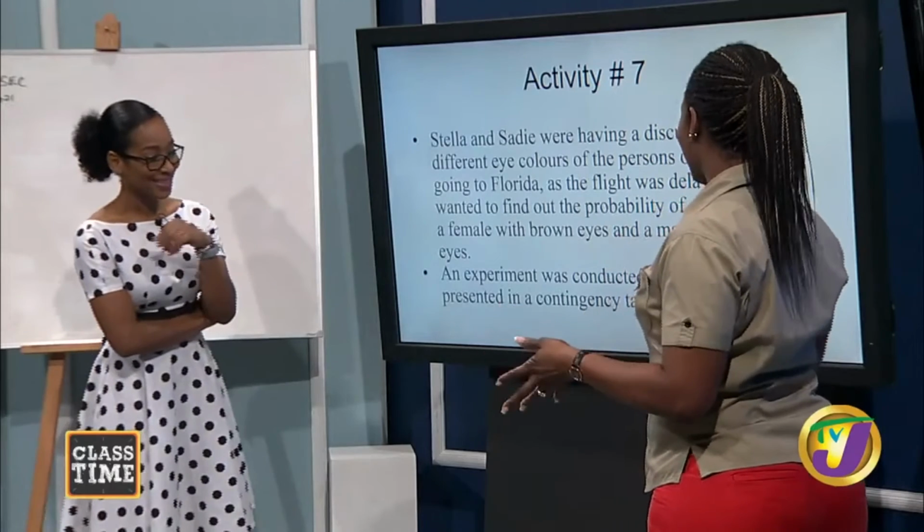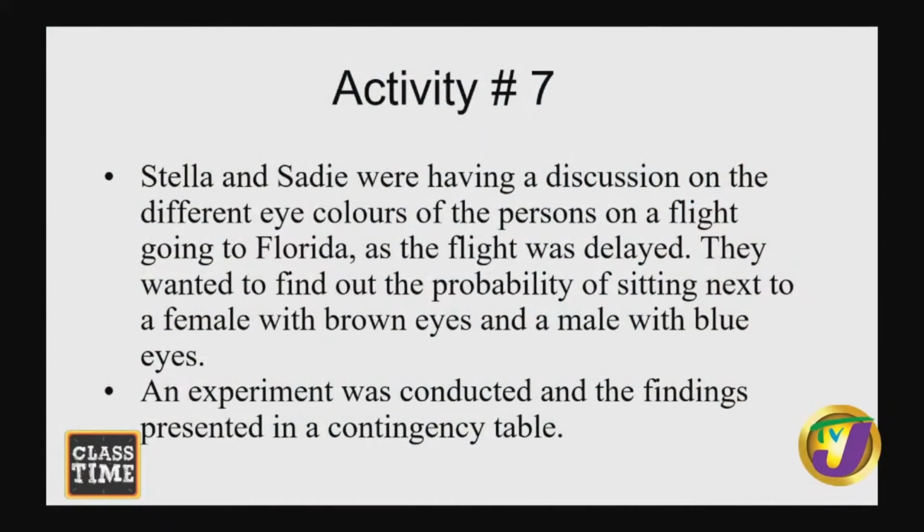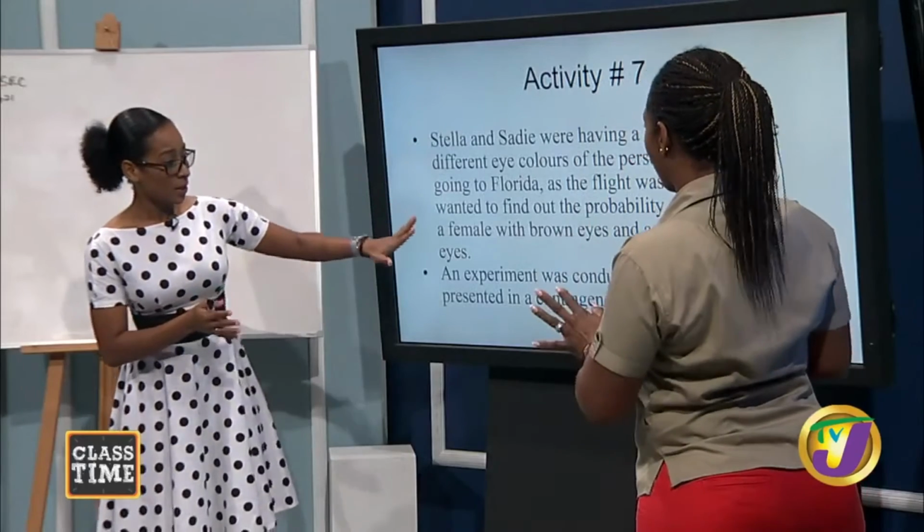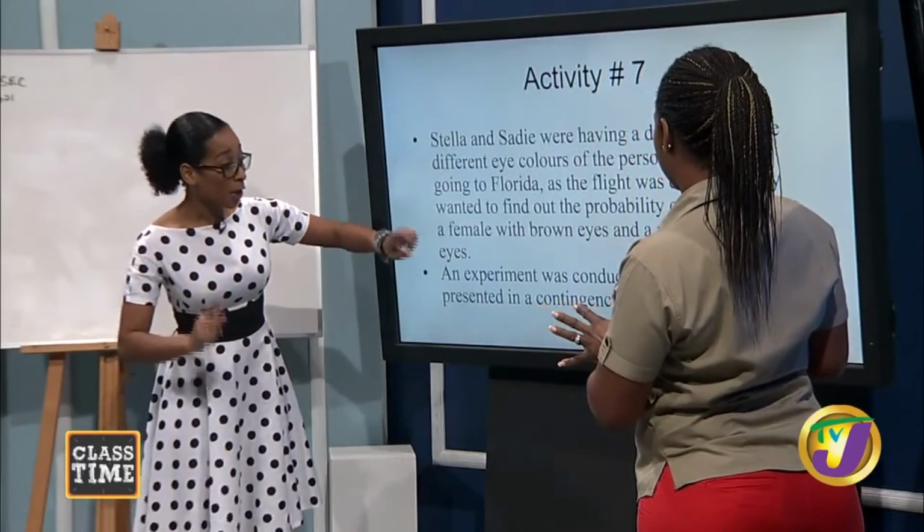An experiment was conducted and the findings were presented on a contingency table. All right, so let's look at what that looks like. We're looking at different colors, eye colors. Great, so we have to point out something here.